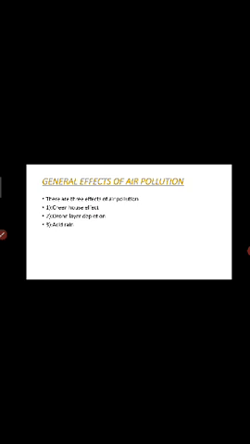In the next session, we have to learn about ozone layer depletion and acid rain as general effects of air pollution. The ozone layer is a very important layer to protect the earth, covering the surroundings of the earth. If the ozone layer is depleted, how do we suffer? And by acid rain, how do we suffer? What are the causes of acid rain?